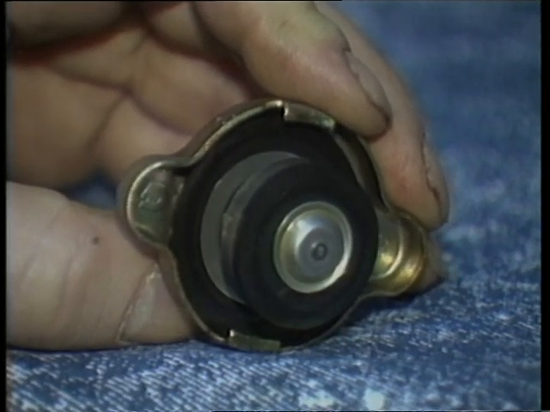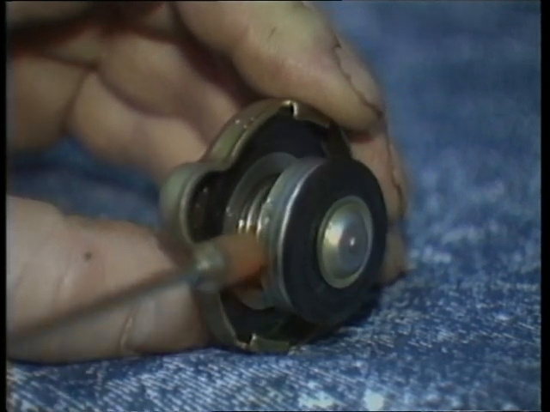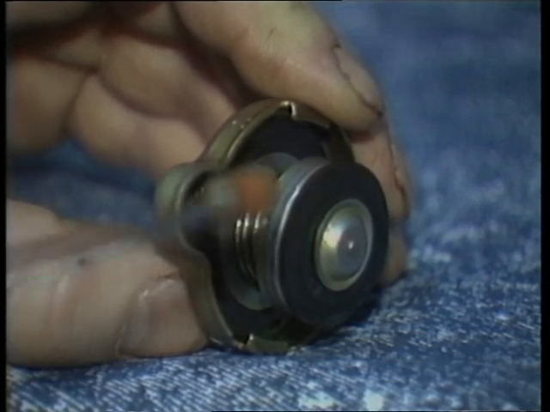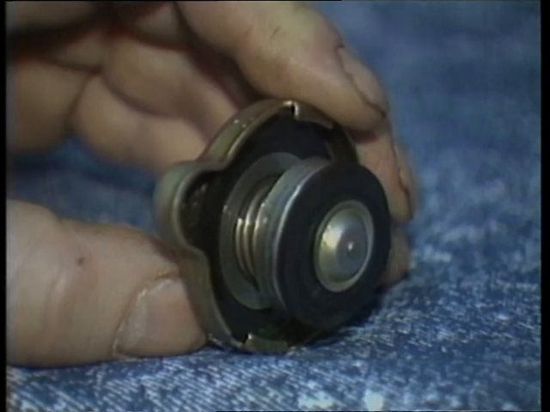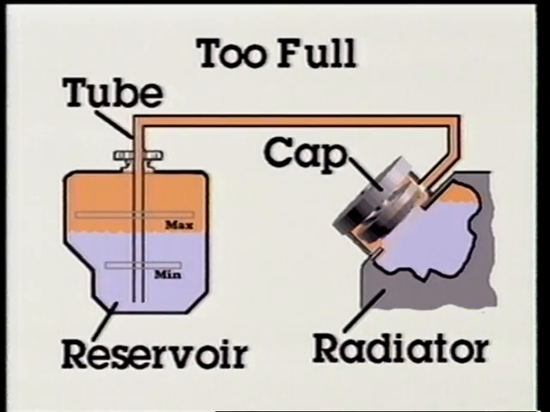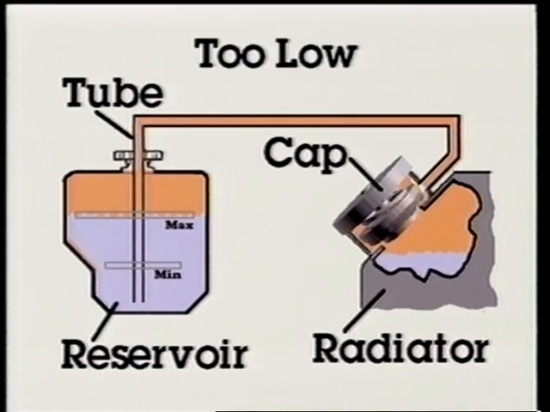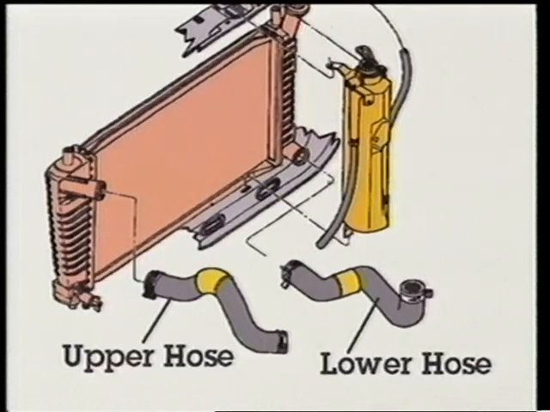A large spring determines cooling system operating pressure. When warm and too full, excess coolant opens the cap pressure valve so coolant can return to the reservoir. During cool down, coolant contraction and the low pressure pull coolant into the radiator for automatic refilling.